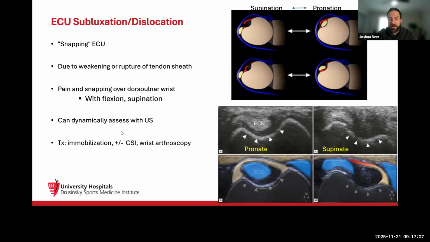Treatment is going to be immobilization. You can do an injection purely for symptom comfort, because a lot of people will have the snapping and it doesn't bother them, but from time to time it may acutely get inflamed. That's where an injection comes in to help with that acute inflammation. However, if it's continually subluxing or dislocating and pain's not going away, arthroscopy, where they'll actually reconstruct the tendon sheath, is the definitive treatment.